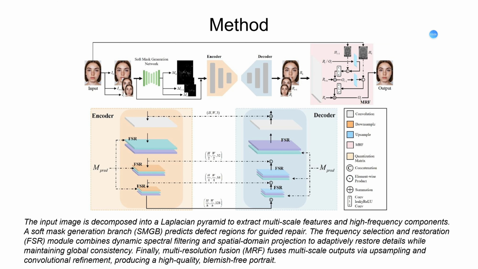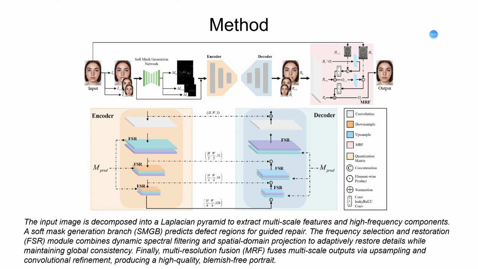Our repair pipeline is straightforward and effective. First, we decompose the input into a Laplacian pyramid to capture multi-scale representations and to isolate high-frequency components that encode texture. Second, a soft mask generation branch, or SMGB, predicts soft defect masks so the repair is focused where it's needed.